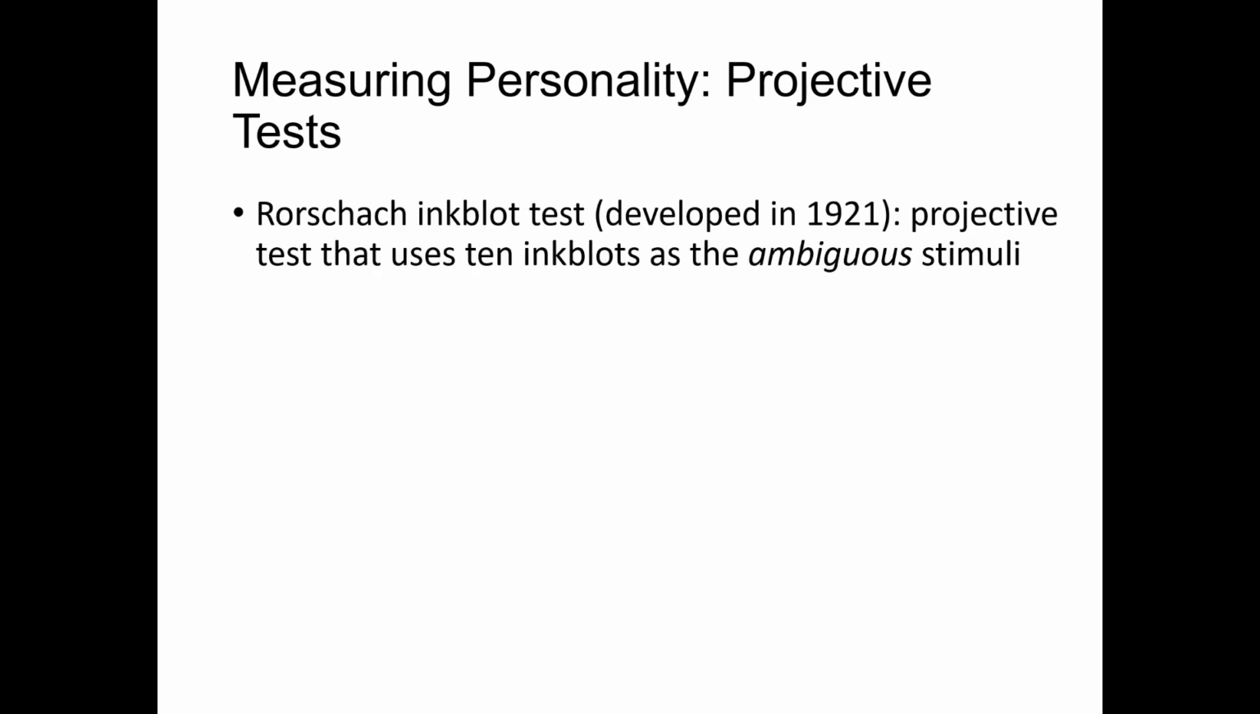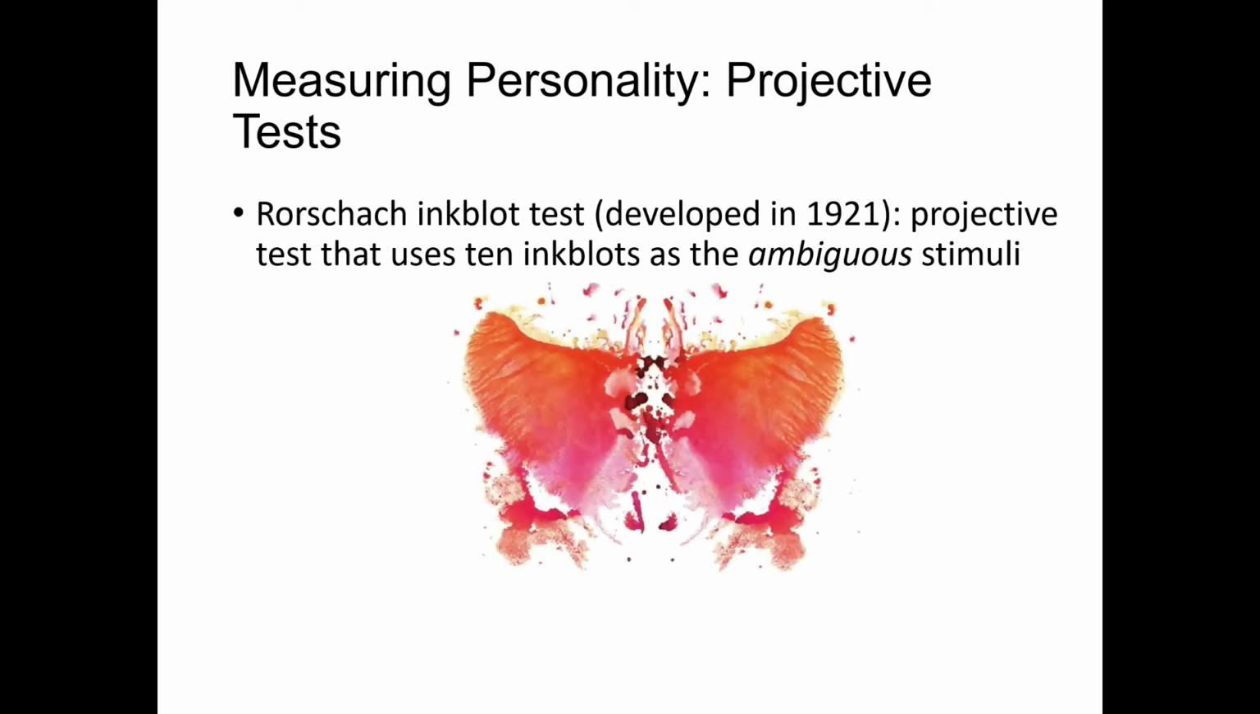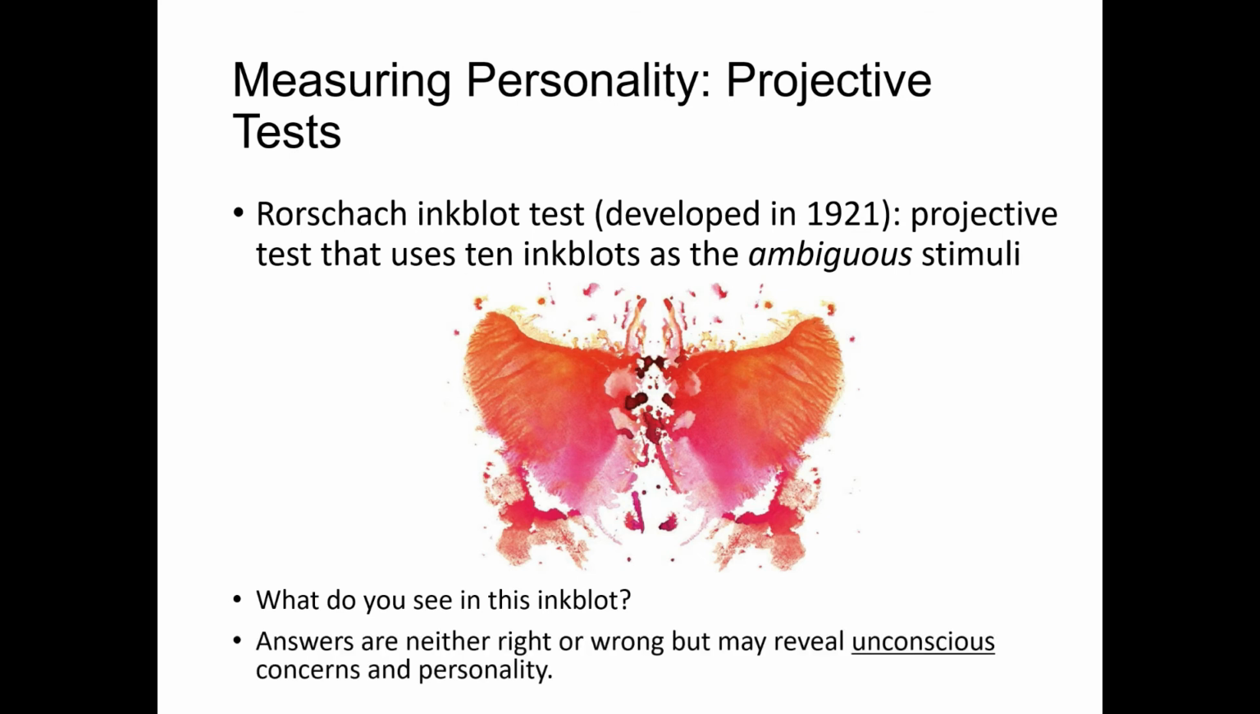One of the most famous projective tests is the Rorschach ink blot test, which uses 10 ink blots as ambiguous stimuli, as shown here. So what do you see in this ink blot? You might see a butterfly or maybe a mouse, or you might see something else. These answers are neither right nor wrong, but the purpose is to reveal unconscious concerns and personality.